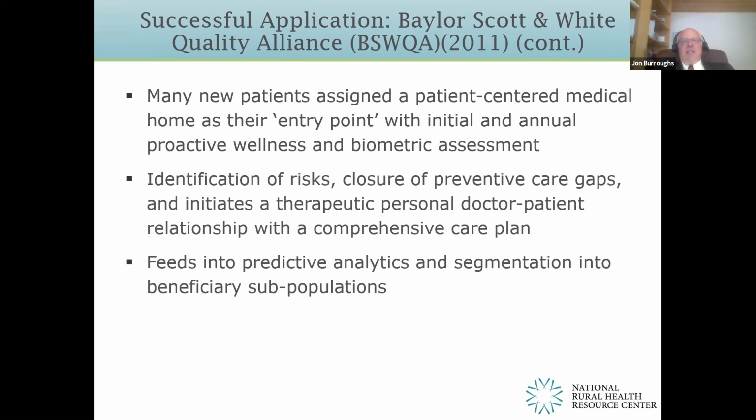This feeds into predictive analytics. Why do you want predictive analytics? To be able to risk and severity adjust each and every person in the ACO. And what you can do then is it feeds into beneficiary subpopulations, which is to say, identify high-risk populations that you need to focus your priority on.